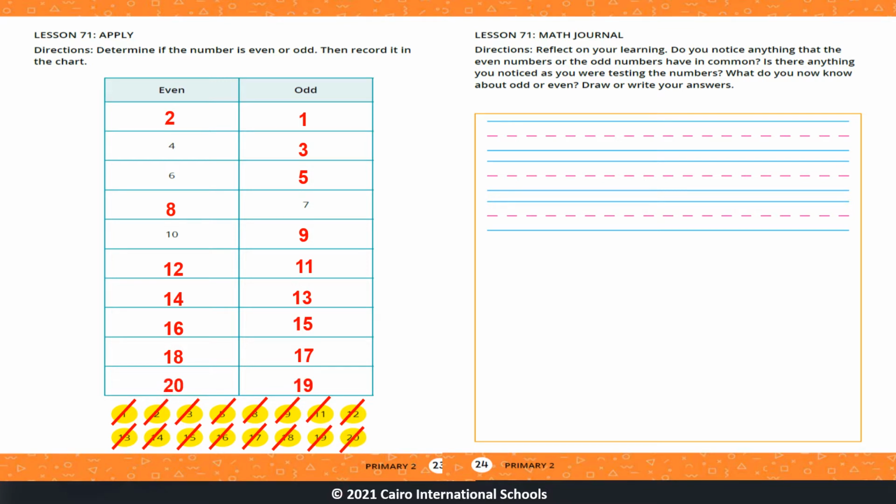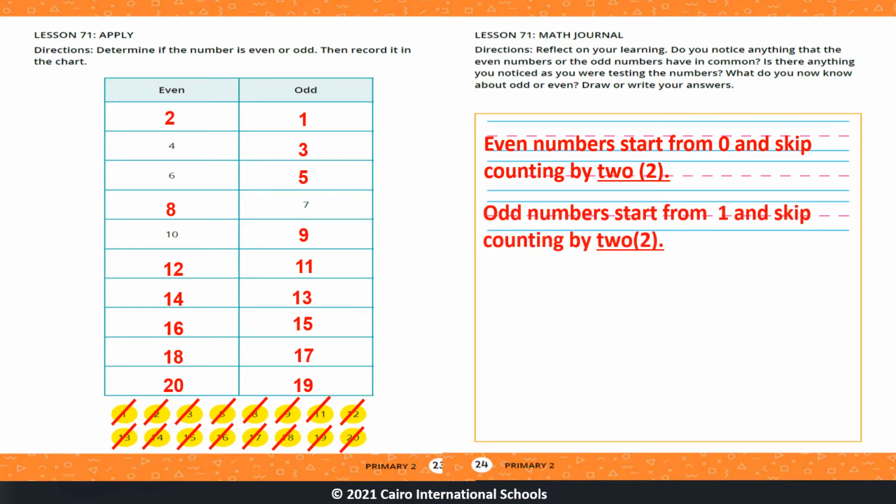The math journal part. Reflect on your learning. Do you notice anything that the even numbers or the odd numbers have in common? Is there anything you noticed as you were testing the numbers? What do you know about odd or even? Draw or write your answers. We noticed that for even numbers we start from 0 and skip count by 2, while for odd numbers we start from 1 and skip count by 2. So, in both even and odd numbers, we skip count by 2.